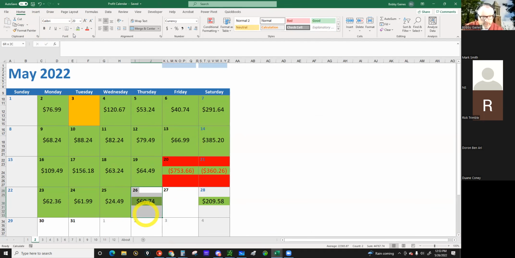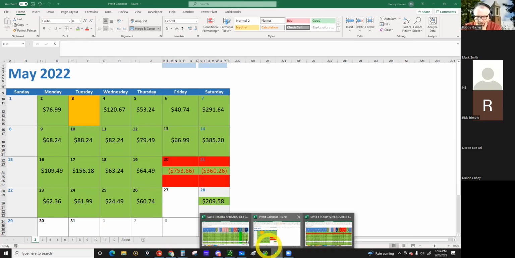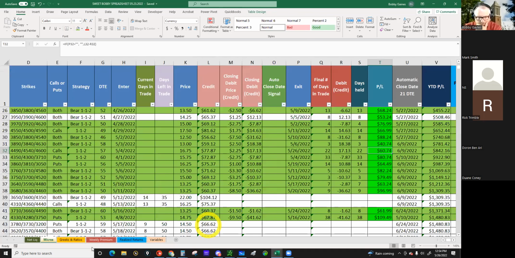Let's go put that in our calendar. We'll make 60.74 today. See how that looks. 60.74. And we'll make it all green. So this week, let's just kind of see how we're doing, y'all. This week we have made $209.58. So we're doing pretty good. 291, 385. We lost 360, closing those that went against us. And we made $209 this week. In order to make our 50% return that we're looking for, though, we need to do more, right?